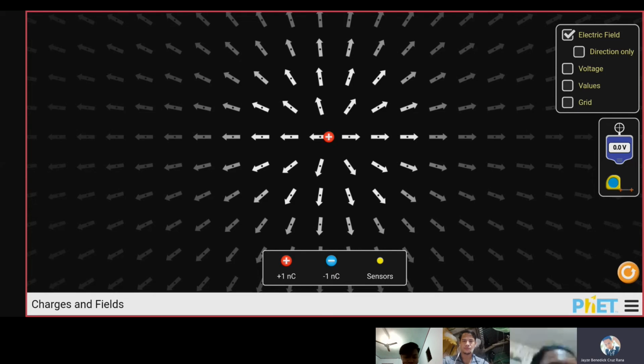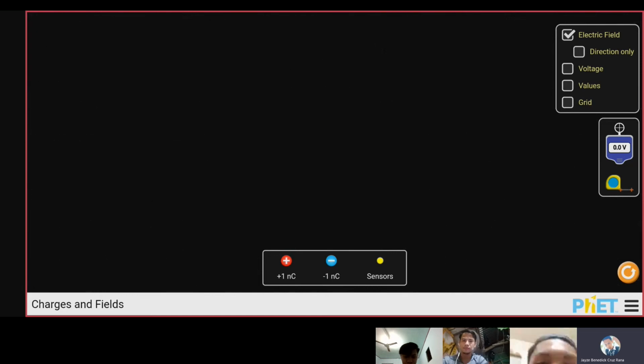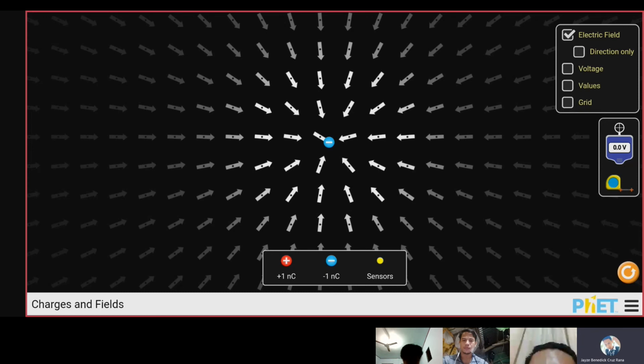Ayun po. Next is clear the field and repeat procedure with a negative charge po. So ilagay din po namin doon kasi yun po yung arrow po papunta po doon sa negatively charged ion po.